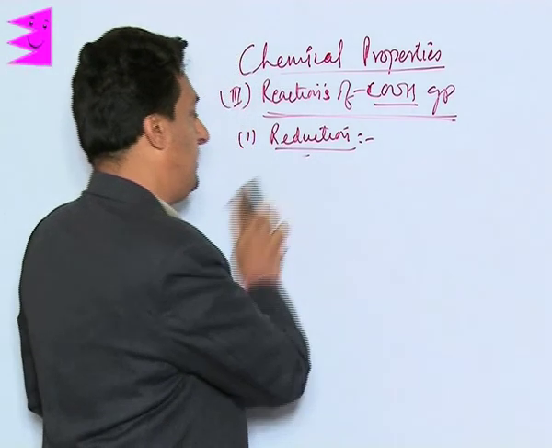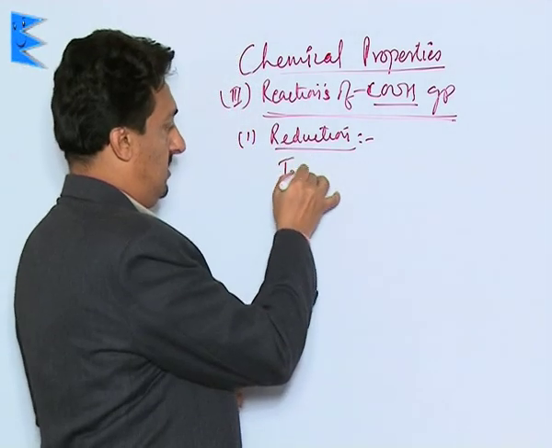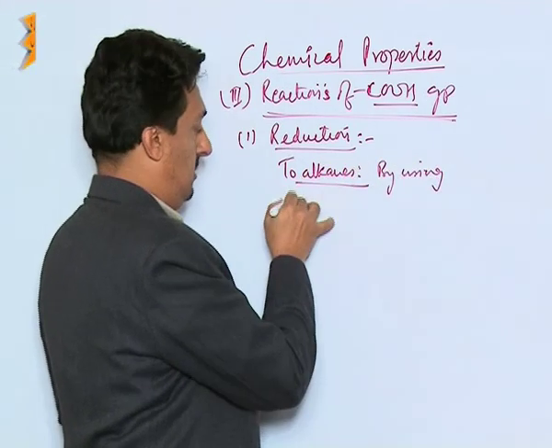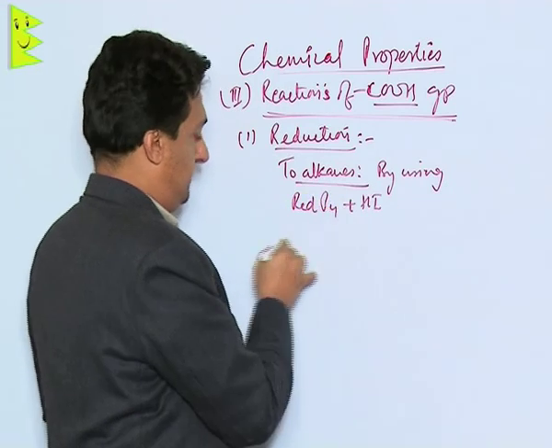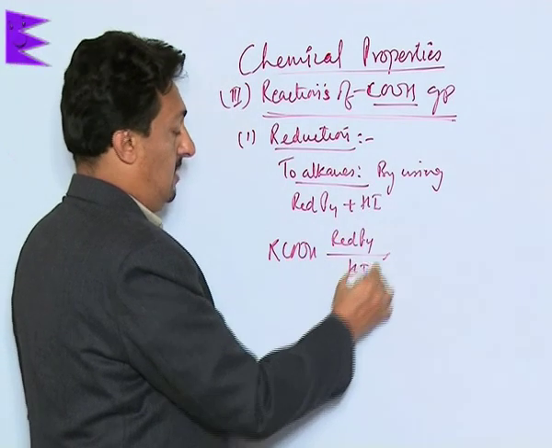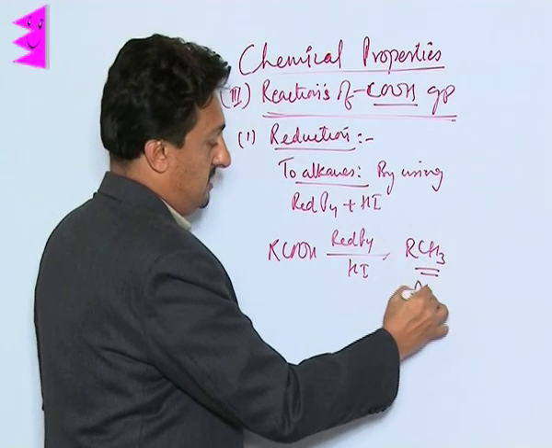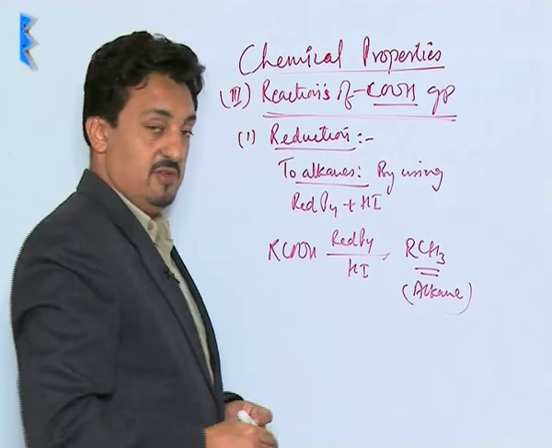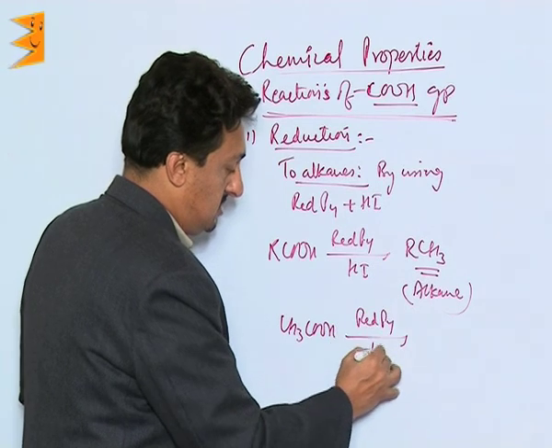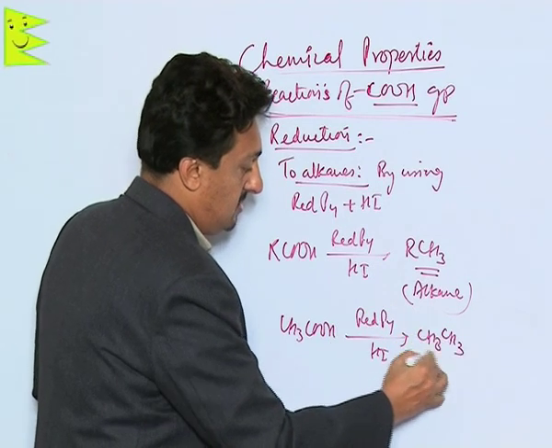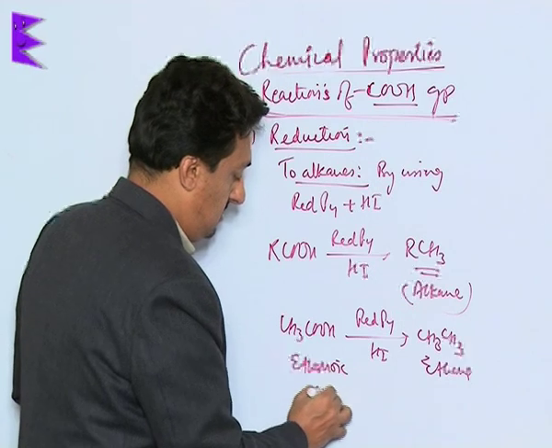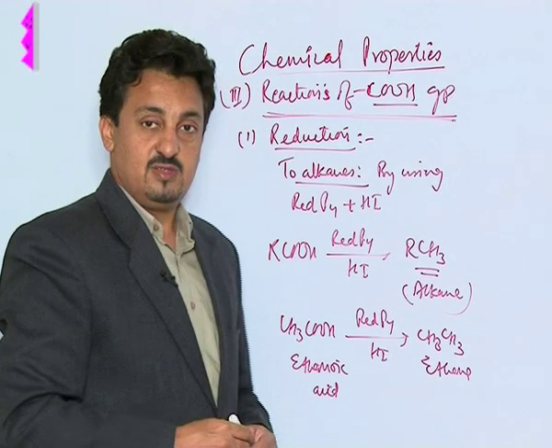We can also reduce carboxylic acids to corresponding what? Alkanes. Yes, to alkanes by using red phosphorus and HI. Any carboxylic acid is reduced to its corresponding alkane by using this very strong reducing agent, red phosphorus and HI. So acetic acid can be reduced to ethane. So ethanoic acid or acetic acid is reduced to ethane by red phosphorus and HI.